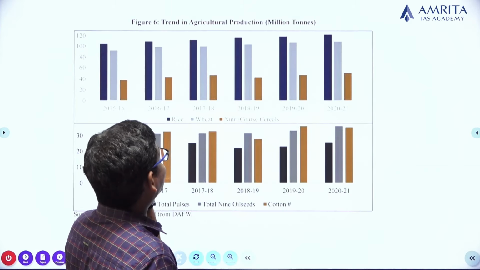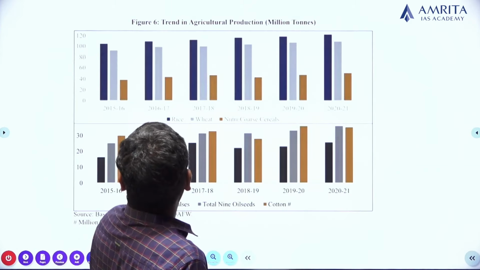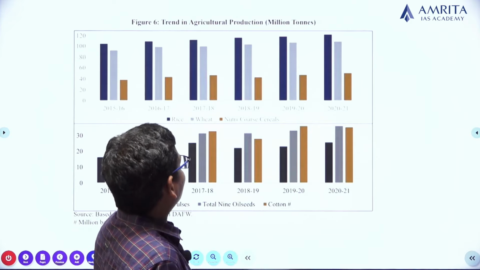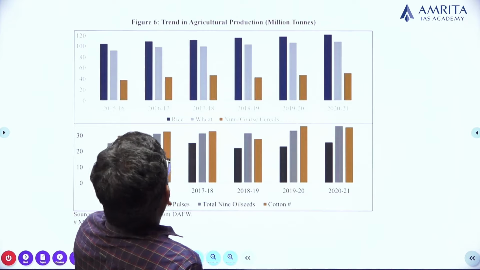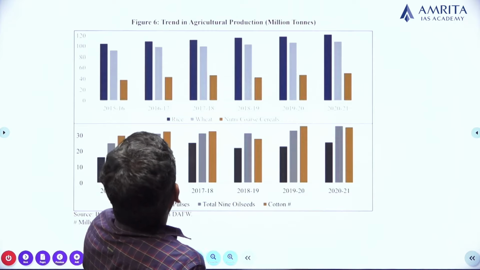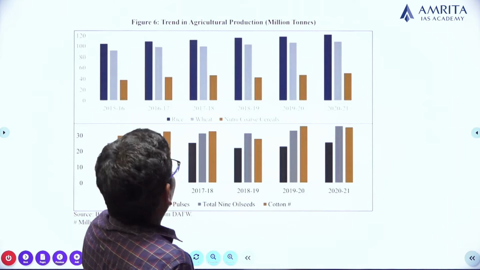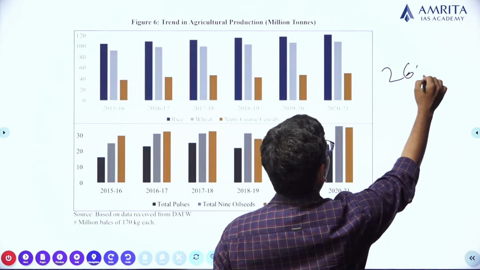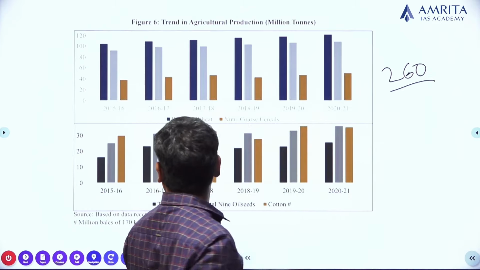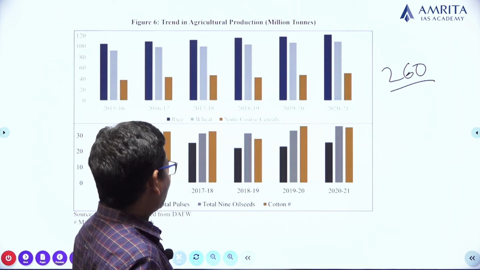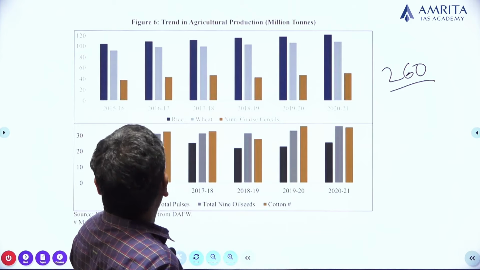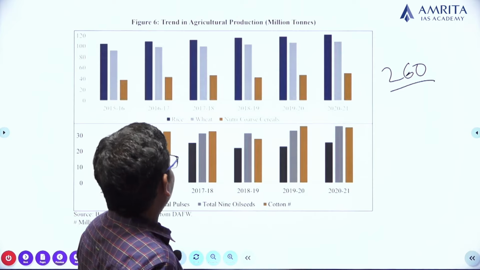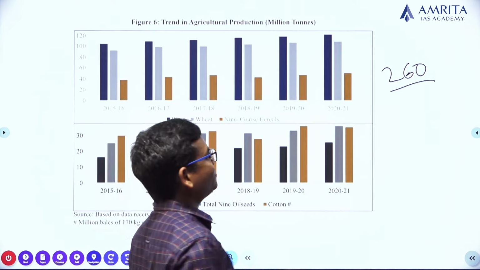Next, trends in agricultural production in million tons, total pulses. See, rice, wheat, nutri cereals, that you can see 120, 100, 220, 220 plus 40, 260. And apart from that, you need to know about the pulses. If you see the pulses, 20 plus 30 plus 30, almost 30, 30 plus 60, 60 plus 20, 80.